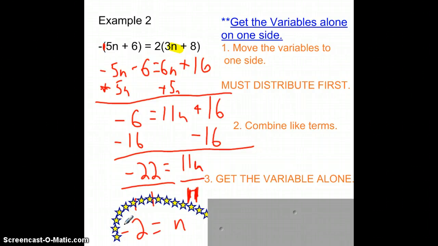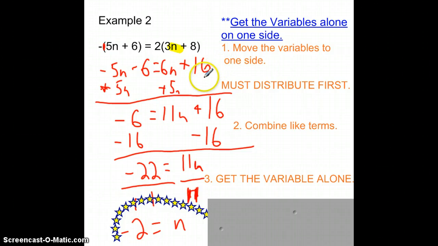Again, anytime you have that variable inside the parentheses, you've got to distribute to sort of set it free. And in this case, we had variables on both sides. So, again, we've got to pick a side. It doesn't really matter which side you choose. You'll end up with the same answer.